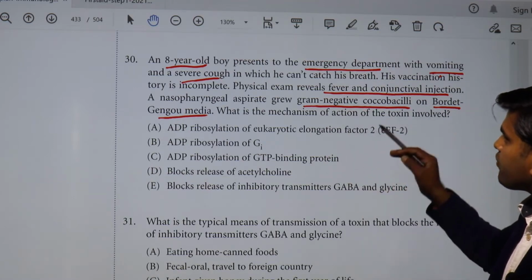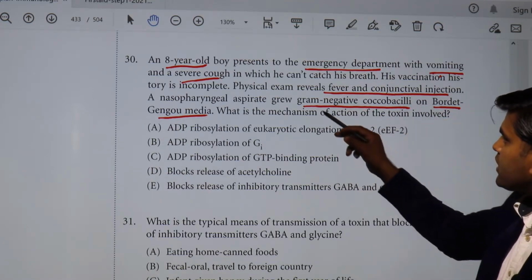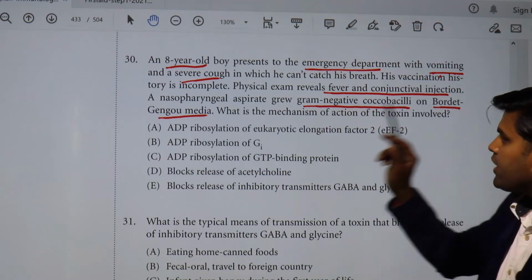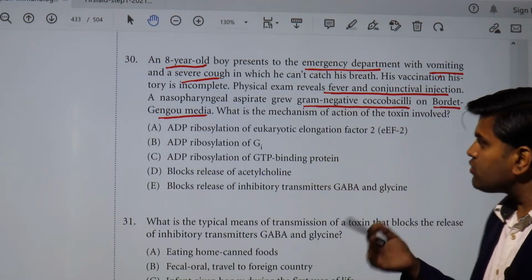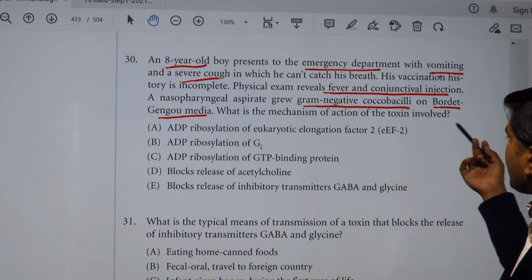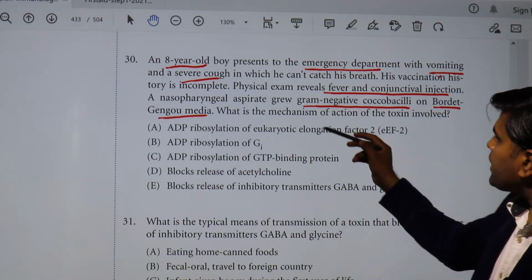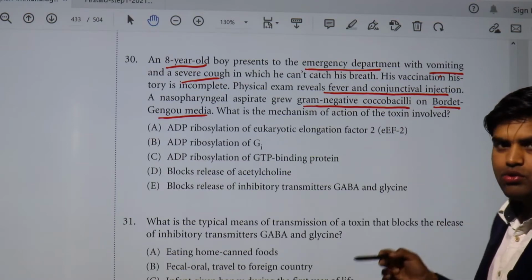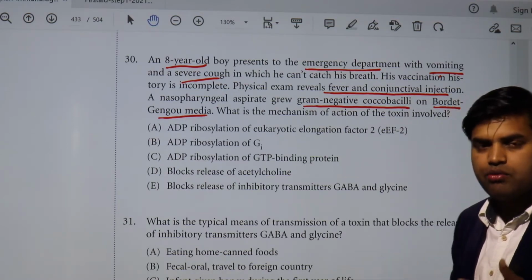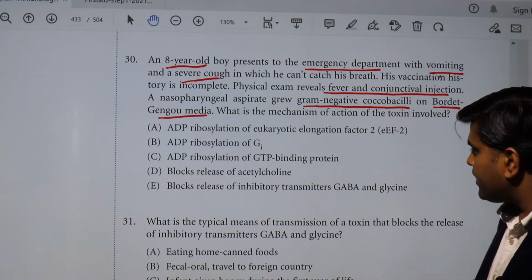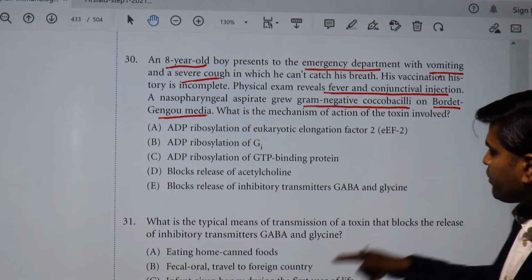But they have narrowed it down, they have given you another piece of information: there are gram-negative coccobacilli on Bordet-Gengou medium, and you know on Bordet-Gengou medium we grow Bordetella pertussis. So you have reached Bordetella pertussis. Now, what is the mechanism of action of the toxin involved? Pertussis toxin acts by increasing cyclic AMP. You remember the formula, and we will go there.